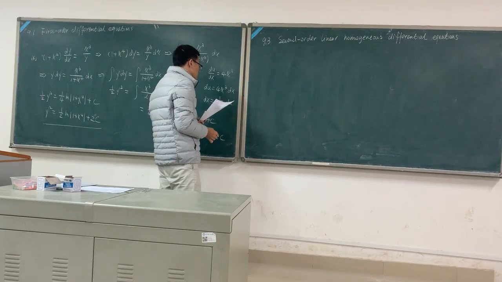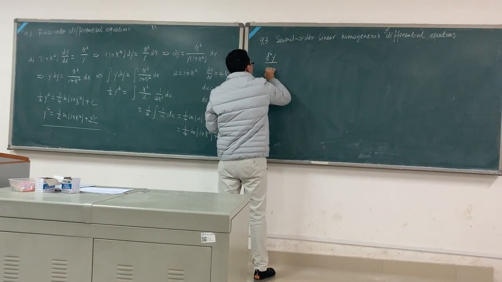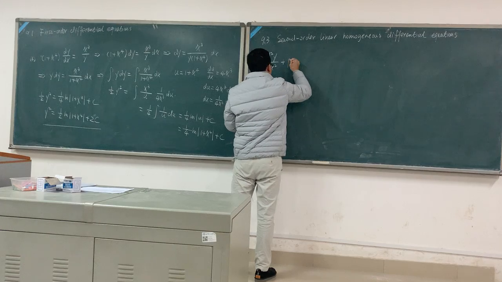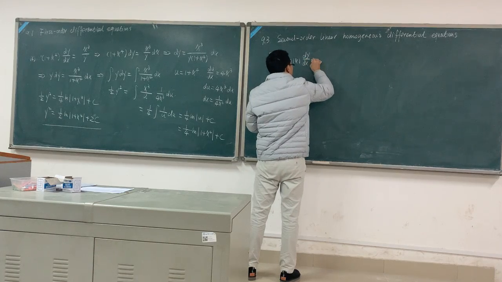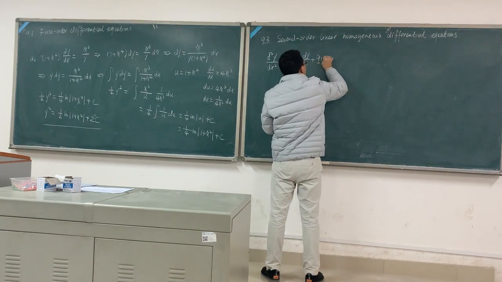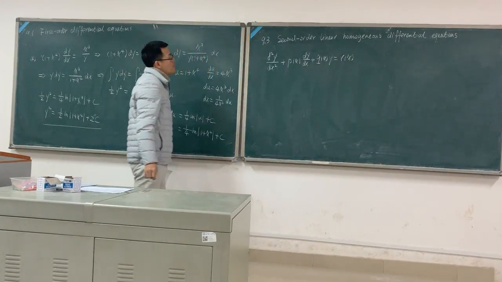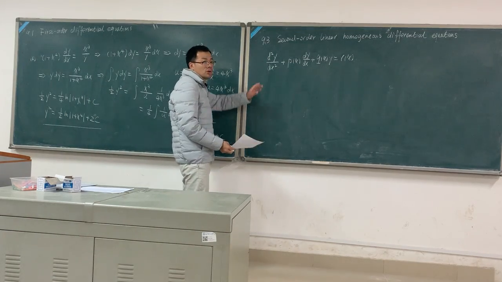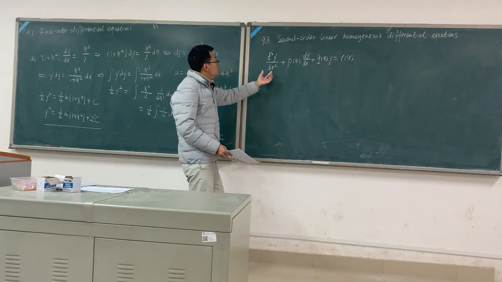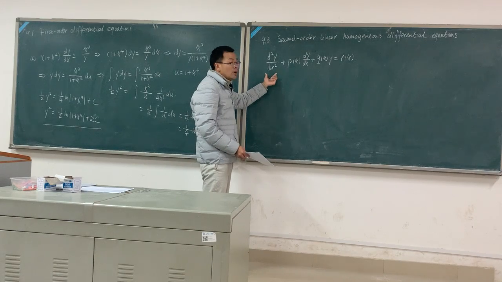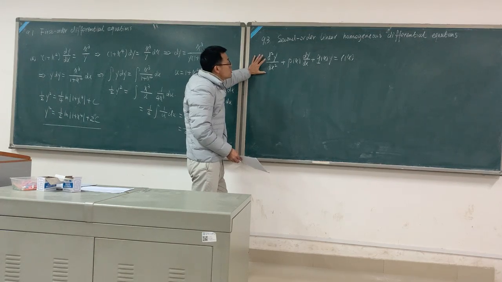Okay, so here actually is for this form: d²y/dx² plus p(x) dy/dx plus q(x)y equal to r(x). So for this differential equation, the highest order actually is the second order, yeah? The second order derivative. So this is the second order linear differential equation, okay?